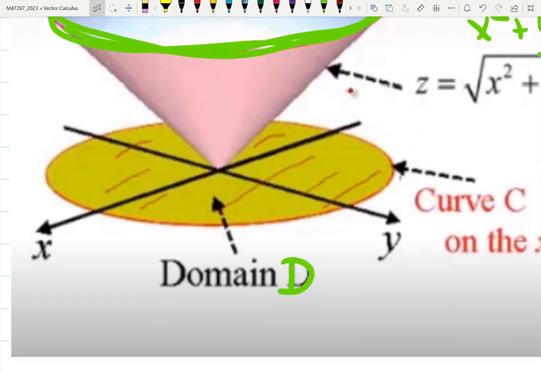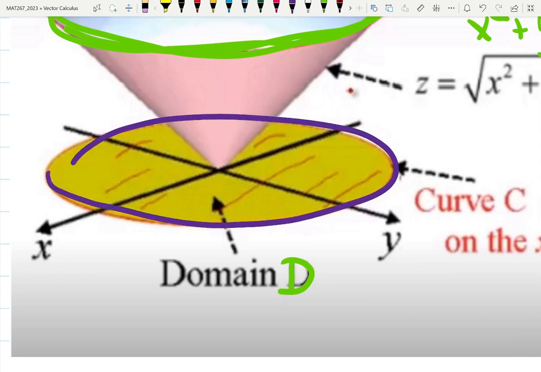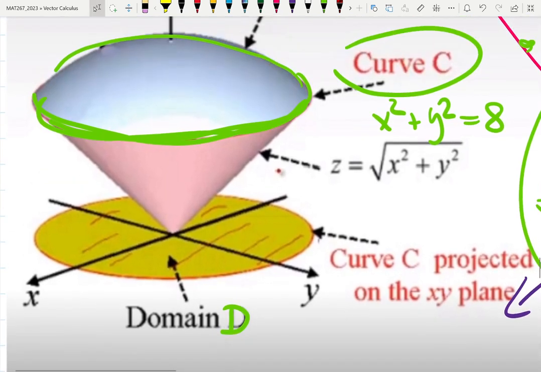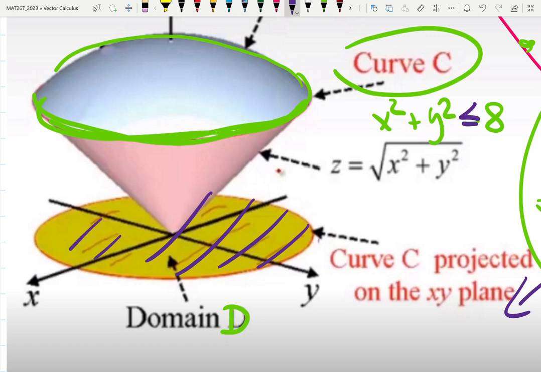Circle and disk are not the same thing. A circle is only this edge, but if I'm talking about the whole shade or shadow, then it's not equal to 8. It is what? Less or equal. That's called a disk. The circle just gave me the biggest size of the disk. Because we have many disks.